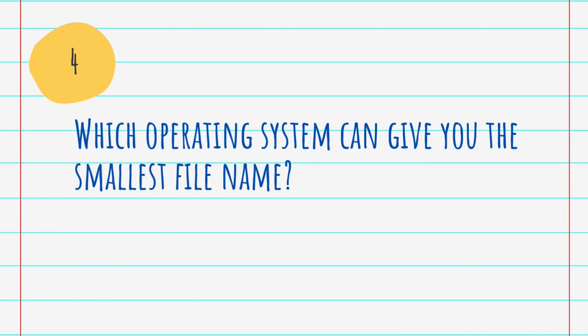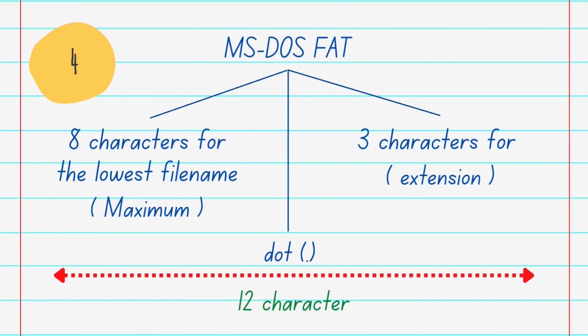Then question number 4. Which operating system can give you the smallest file name? And the answer is DOS. DOS operating system can give you the smallest file name. The older MS-DOS FAT file system gives a maximum of 8 characters for the file name and 3 characters for the extension, for a whole word of 12 characters, which includes the dot separator.